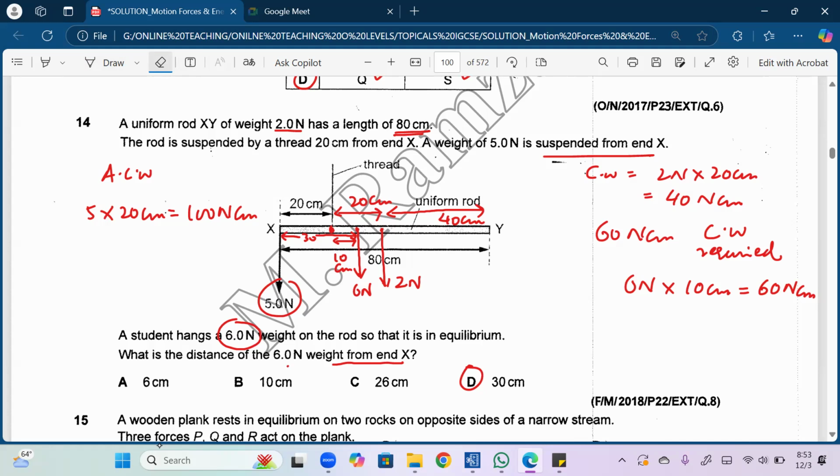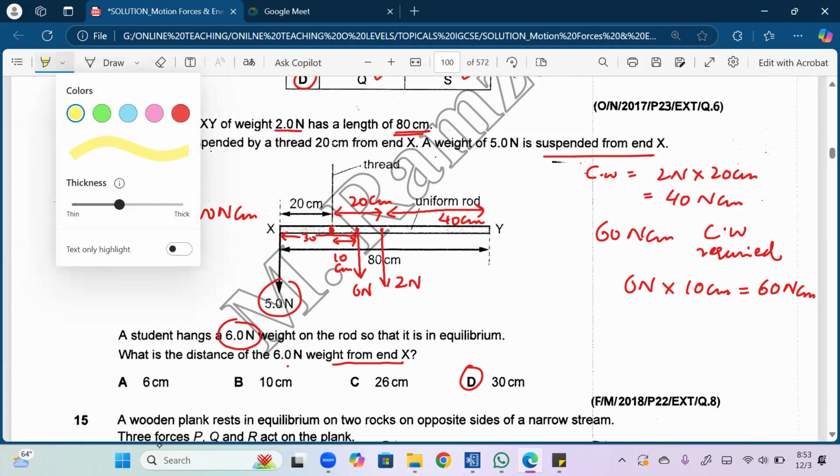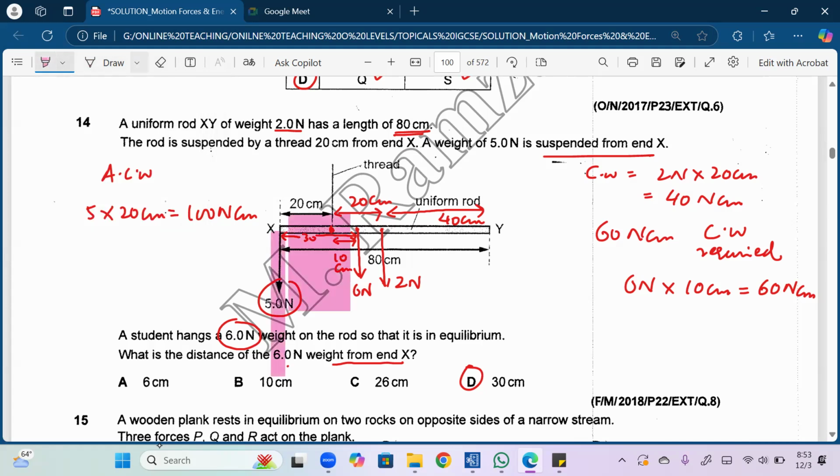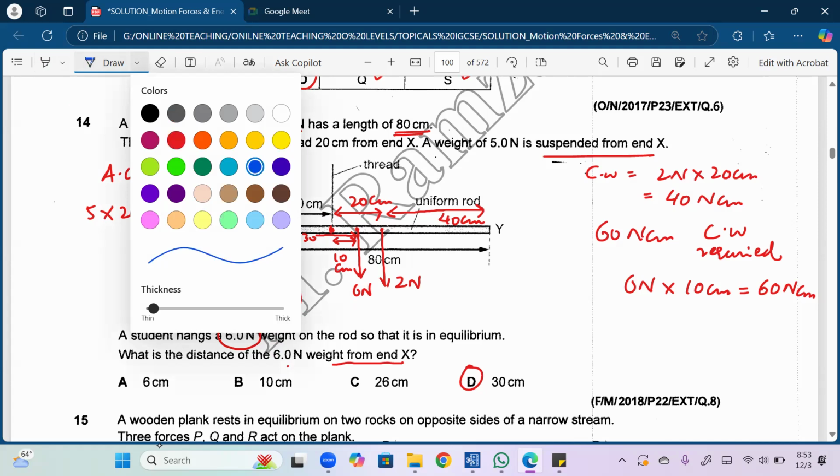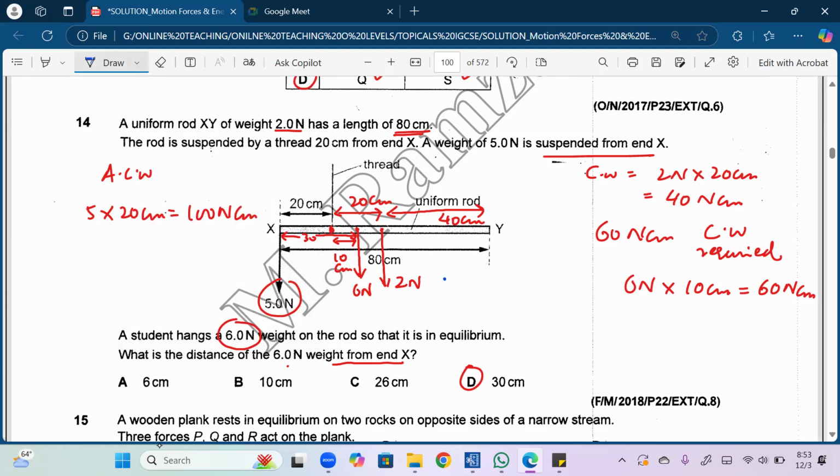If we see this question, the clockwise moments, just 1 second. These are the clockwise moments which are being produced here. So I have written them 2 times 20. This was the perpendicular distance from the pivot. It is 2 times 20. Fine. So this is going to give me 40 Newton centimeter.